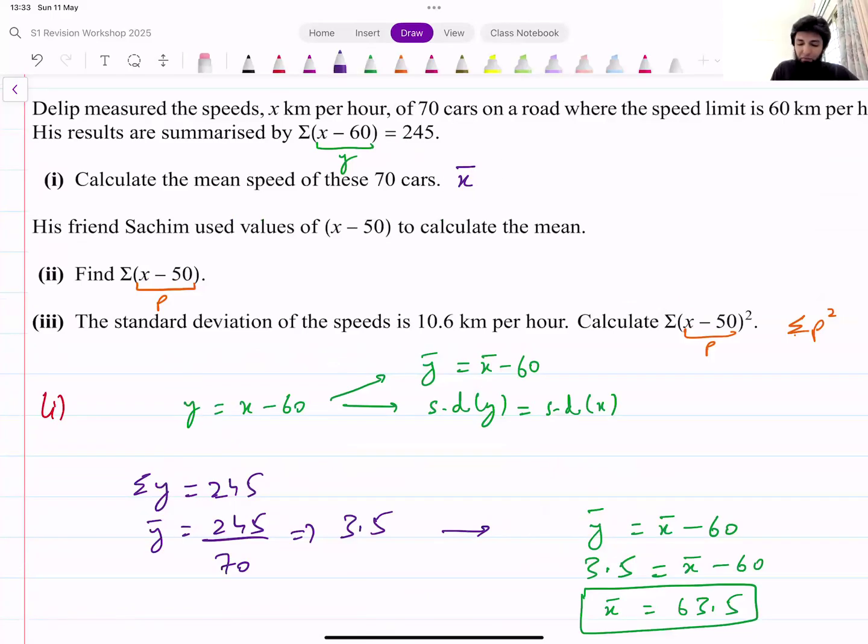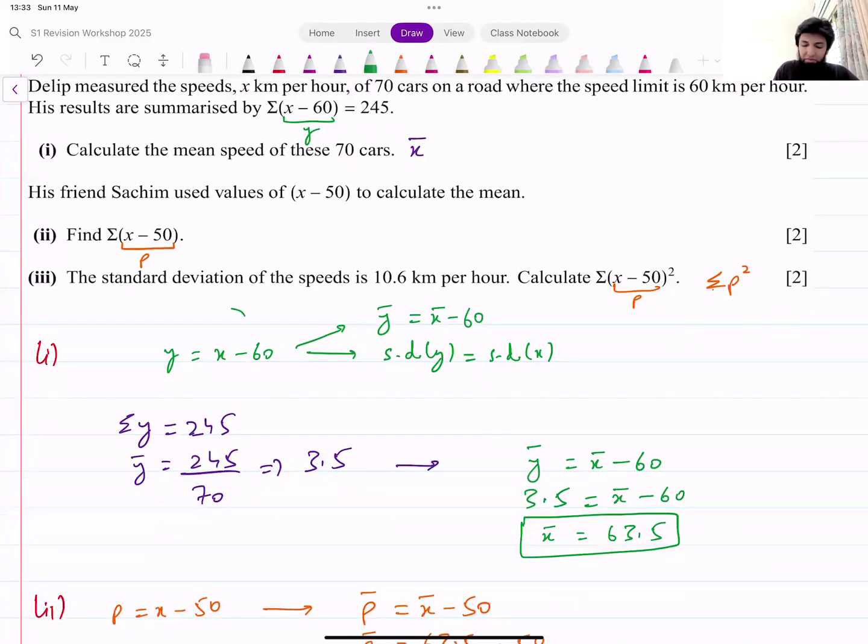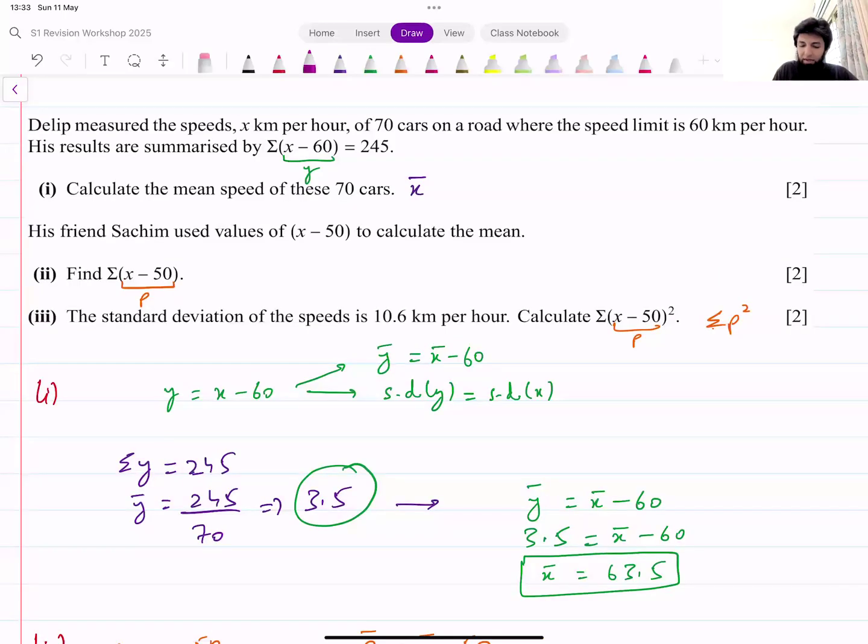How do you do that? Whatever is inside brackets, you replace that with another letter. So you can say it becomes y equals x minus 60. If that's the case, we know the relationship between their means is going to be this, and the standard deviations are going to be equal to each other. And now we do our calculations in terms of y. So sigma y is 245. That's what we're given. Find the mean of y. That is 3.5. And now we know that y bar is equal to x bar minus 60. From that, you can find the value of x bar as well.